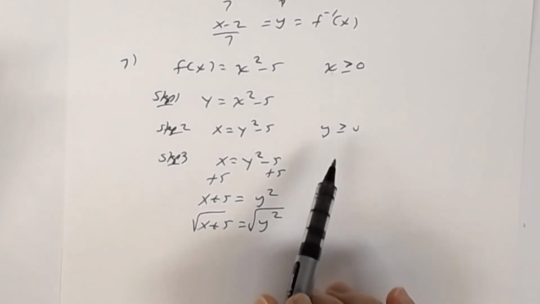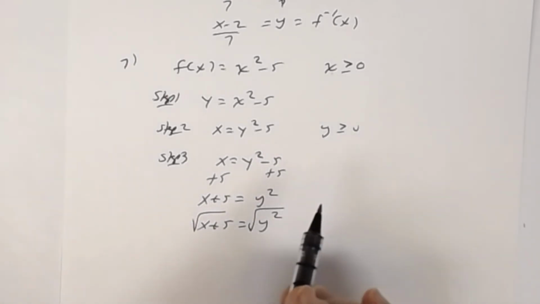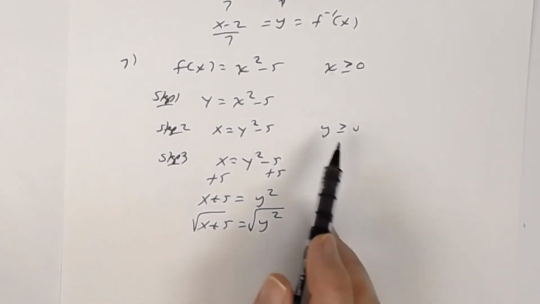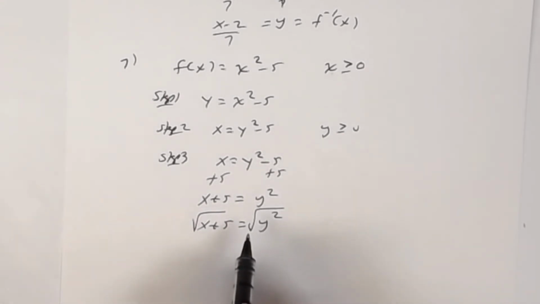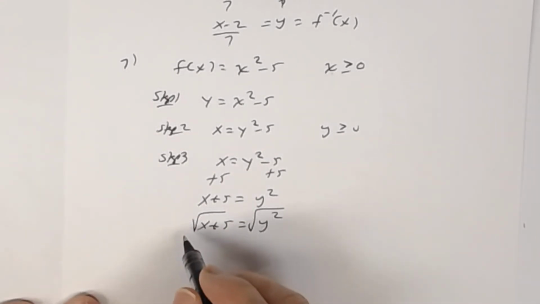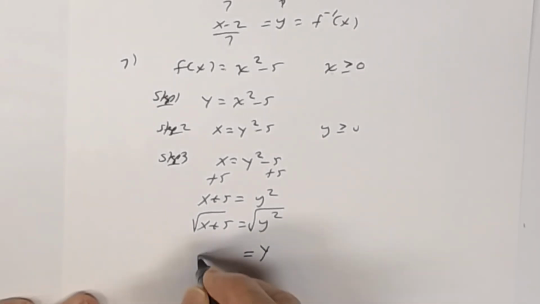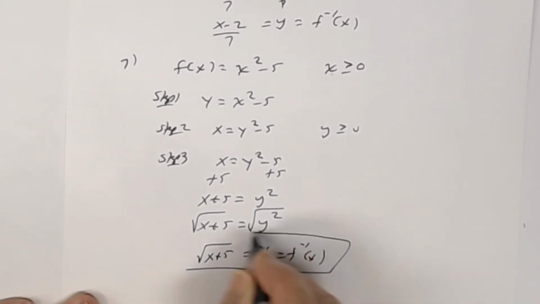So notice that I'm only looking at the y values now that are positive. So you're not going to do plus and minus. You don't want y to be negative. You want y to be positive or 0. So don't do plus and minus. You're just looking at the positive square root. So y equals the square root of x plus 5. And there's your inverse. Okay, so that's the inverse.